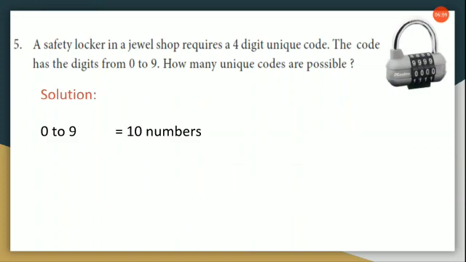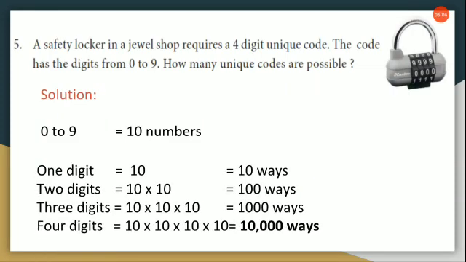First, for the solution, you will write from 0 to 9, we have 10 numbers, and then one digit is equal to 10 numbers, so we have 10 possible ways. Same way for 2 digits, we have 100 ways. For 3 digit, 1000 ways. For 4 digits, we have 10,000 different ways. Clear, children? This might be a little confusing in the starting, but once you start solving it, definitely you will feel it is easy. Okay?